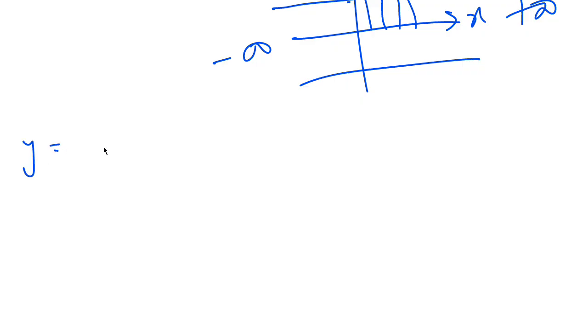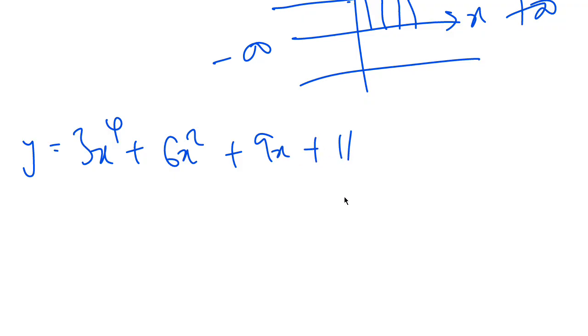If you are given y equals 3x to the power 4 plus 6x squared plus 9x plus 11, and you're asked to find dy/dx in your exam, what do you do? Follow the laws. You use derivative by sum. You can differentiate them individually and then combine, right?